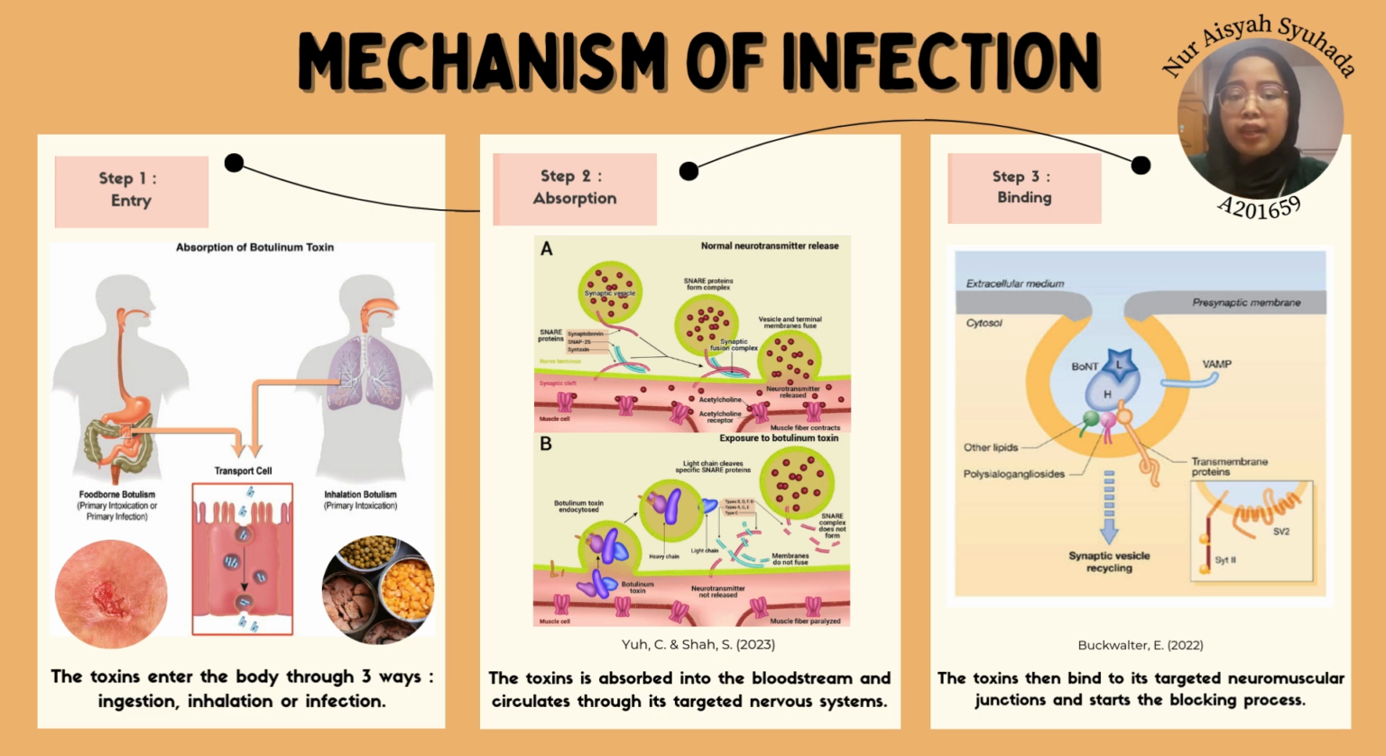Step 3 is binding. Once the toxin has entered the bloodstream, it specifically targets the neuromuscular junction, where it will then bind to receptors on the presynaptic nerve terminal and start initiating its toxic effect. These toxins specifically target motor neurons that release acetylcholine, as it is a site with a high activity of acetylcholine distribution. Once the toxins bind to a neuron, it starts the next step, which is internalization, eventually blocking the formation and release of acetylcholine.